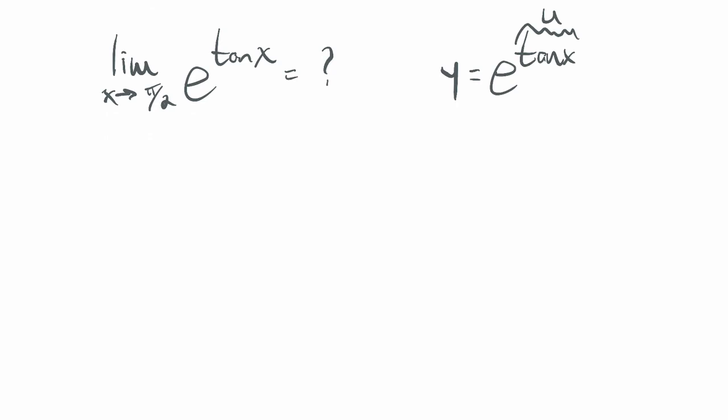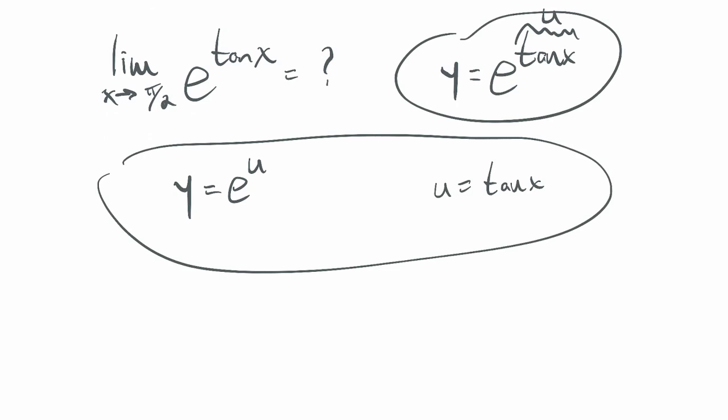So I'm going to say that y equals e to the u power, because u is what I'm now labeling tangent x as. So then u equals tangent of x, all right? I've broken this composite function into its components, 2 pieces. We have an exponential function, we have a tangent function.